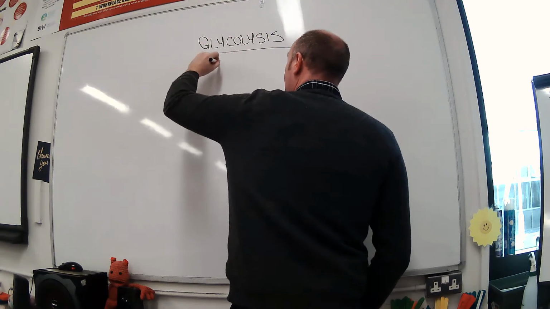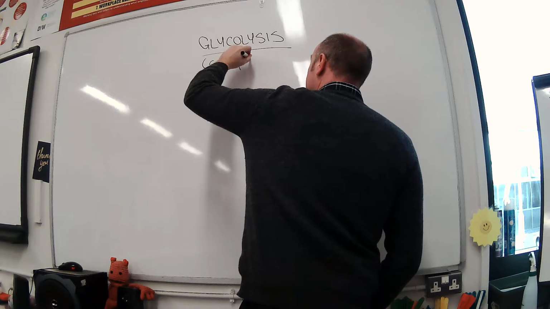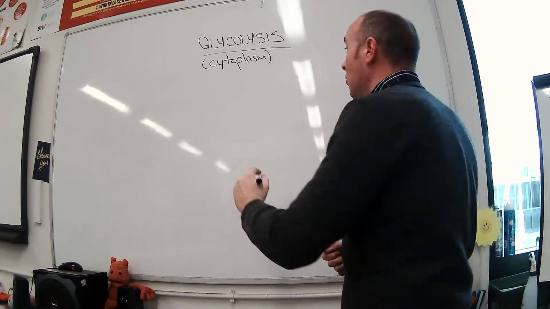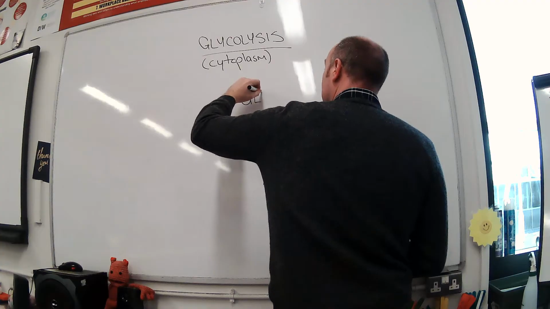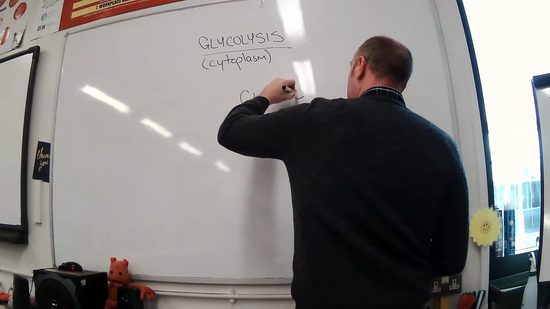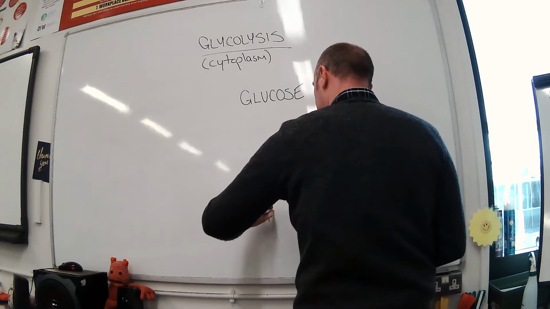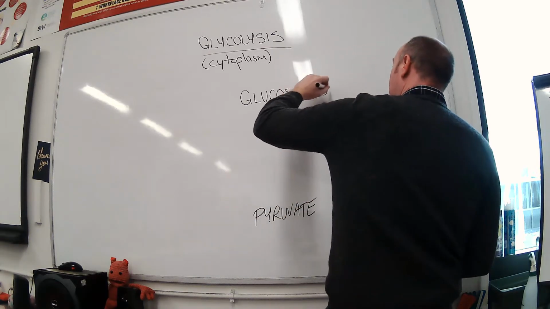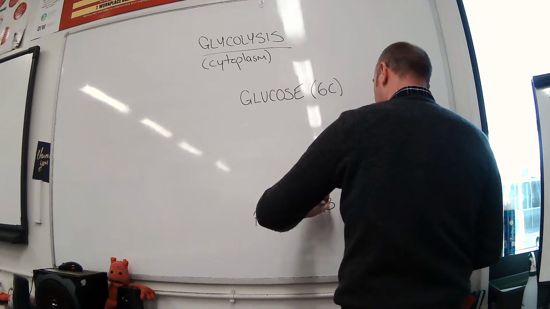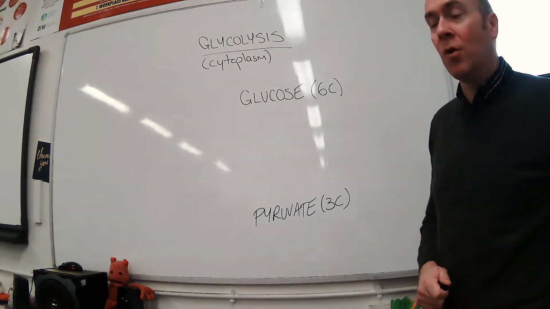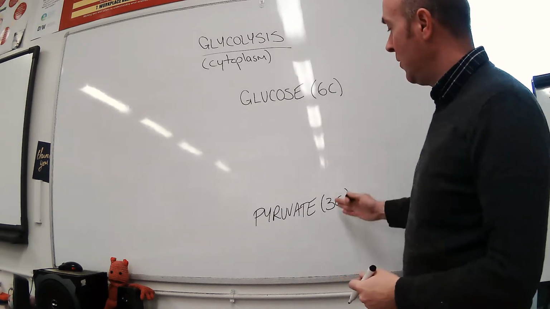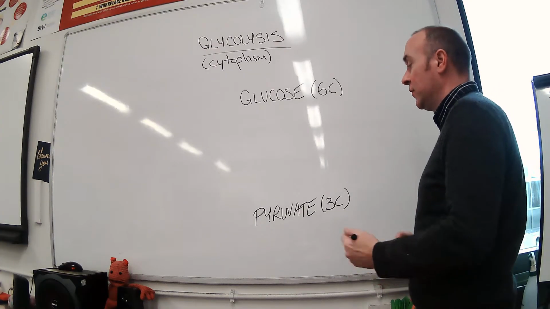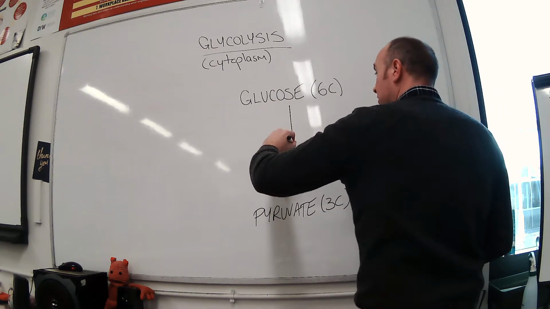Glycolysis takes place in the cytoplasm, and it involves the breakdown of glucose into pyruvate. Glucose being a 6-carbon molecule and pyruvate being a 3-carbon molecule. Now, that's something that we knew from National 5. What we now understand is actually this process itself is made up of two stages.